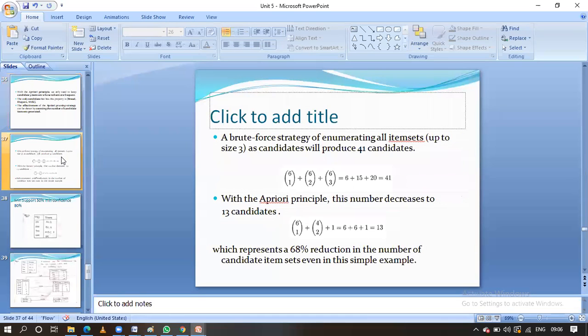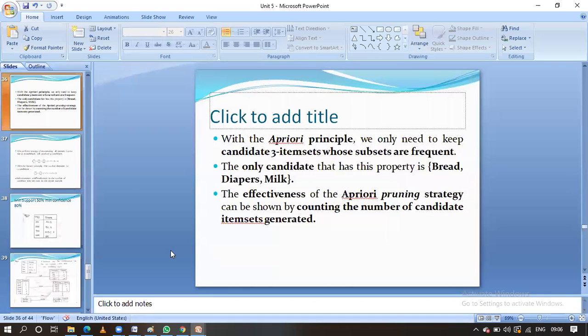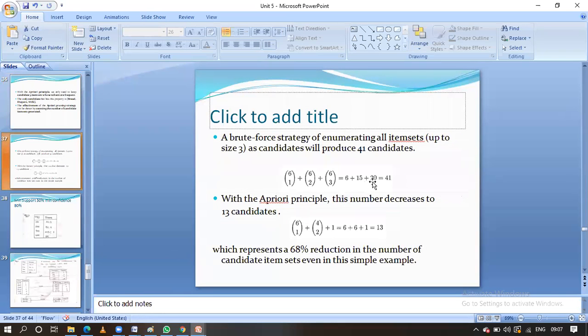What is the main advantage of the Apriori algorithm? Normally we will get a huge number of transactions, and based on this we are going to reduce the number of item sets. Let us see the overall comparison.